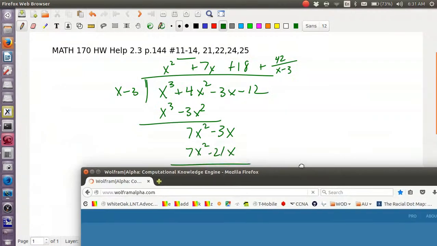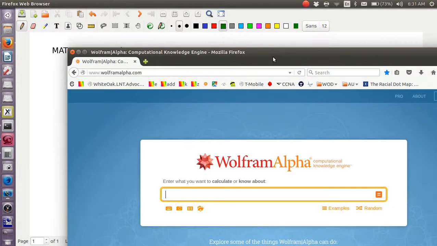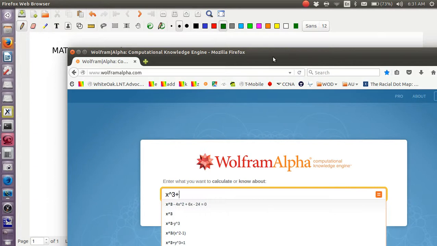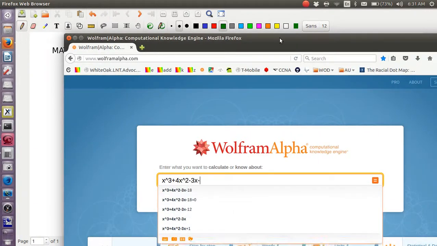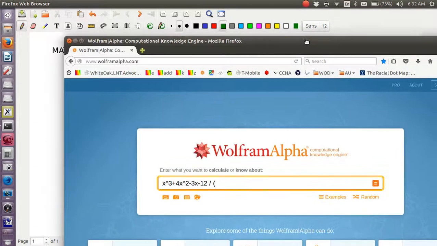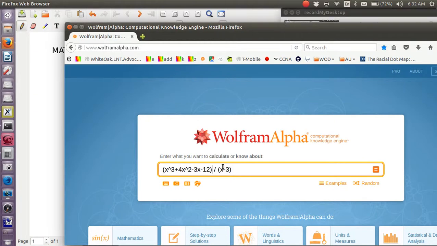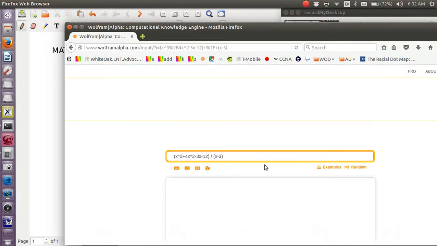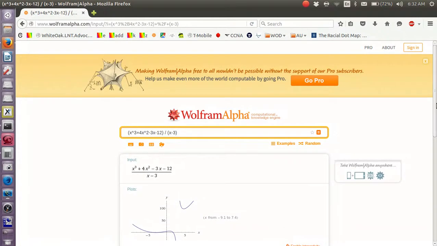So with all these kind of homework exercises, I would just go ahead, x cubed plus 4x squared minus 3x minus 12 divided by x minus 3. I guess this should have parentheses, or Wolfram Alpha is going to choke on it. Let's just see what it says. Hopefully one of the answers it gives is this polynomial division.